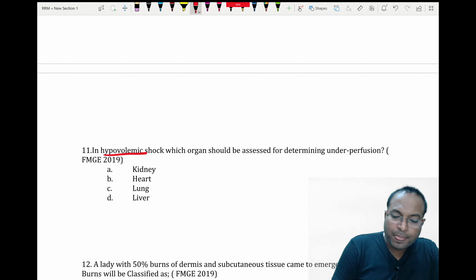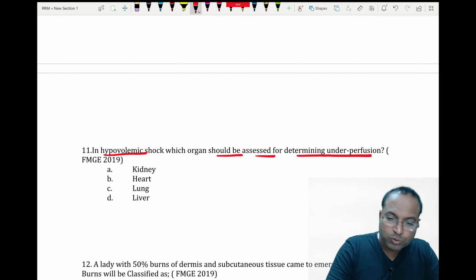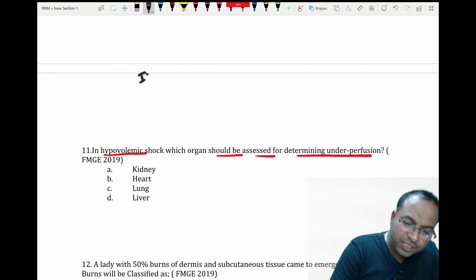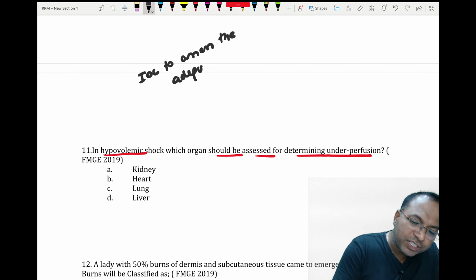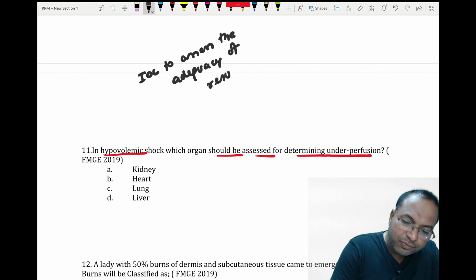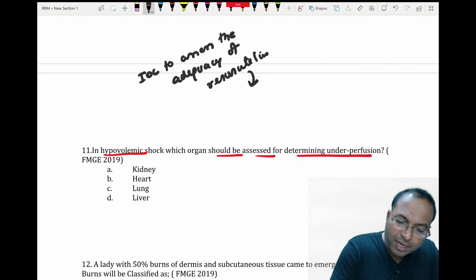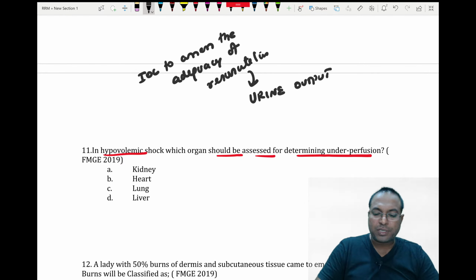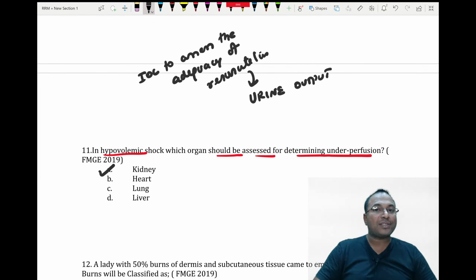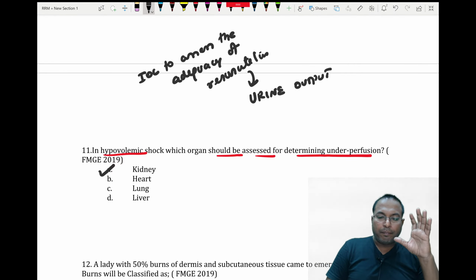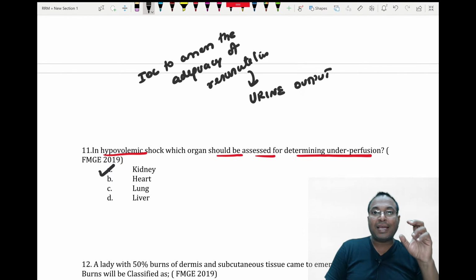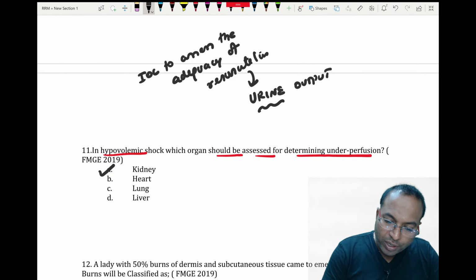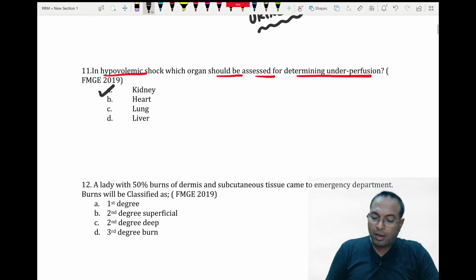In hypovolemic shock, we are doing a resuscitation. Which organ should be assessed for determining underperfusion? Simple. This question is a one-liner question. Investigation of choice to assess the adequacy of resuscitation. What is the answer? Adequacy of resuscitation in a shock patient is assessed by means of urine output. The question is very simple. It is on urine output. So the answer is kidney. We have to assess the organ kidney. So the best clinical method to assess the adequacy of resuscitation is urine output in a shock patient. So this is a simple question on shock.